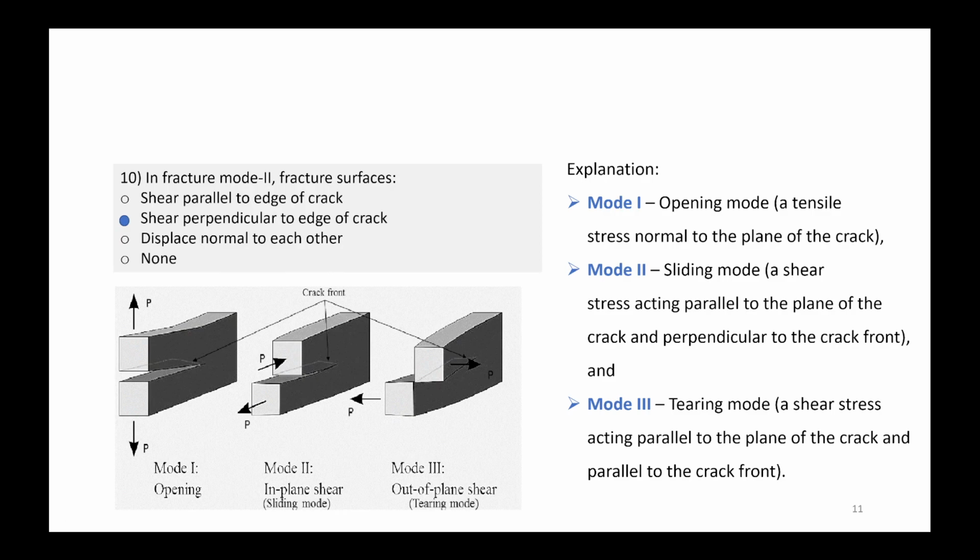Tenth question is, in fracture mode 2, your fracture surfaces, your options are shear parallel to the edge of the crack, shear perpendicular to the edge of the crack, displaced normal to each other, or none. So these are various modes. The first mode is the opening mode, in which tensile stress normal to the plane of the crack is applied. In mode 2, a shear stress acting parallel to the plane of the crack and perpendicular to the crack front is applied. Mode 3 is your tearing mode, in which a shear stress acting parallel to the plane of the crack and parallel to the crack front is applied.